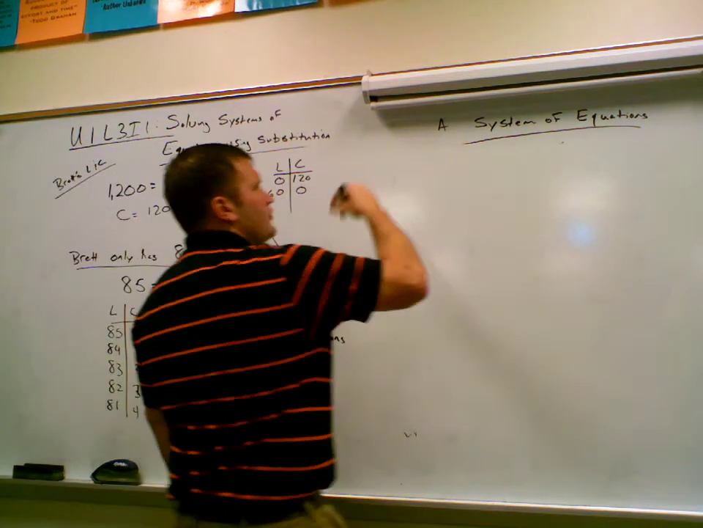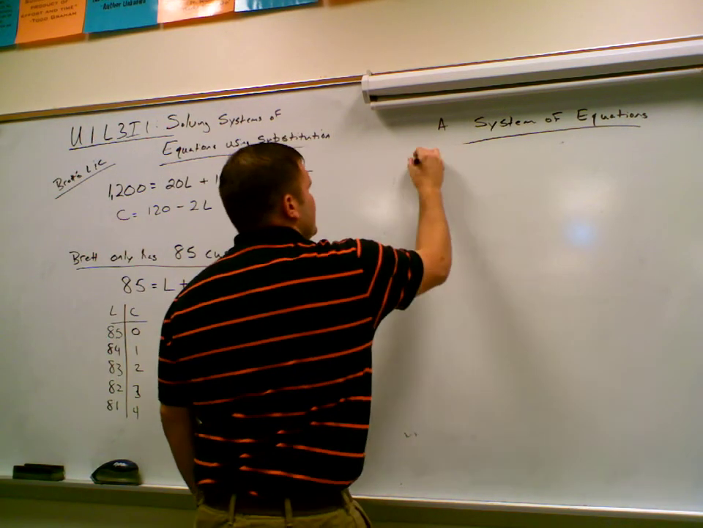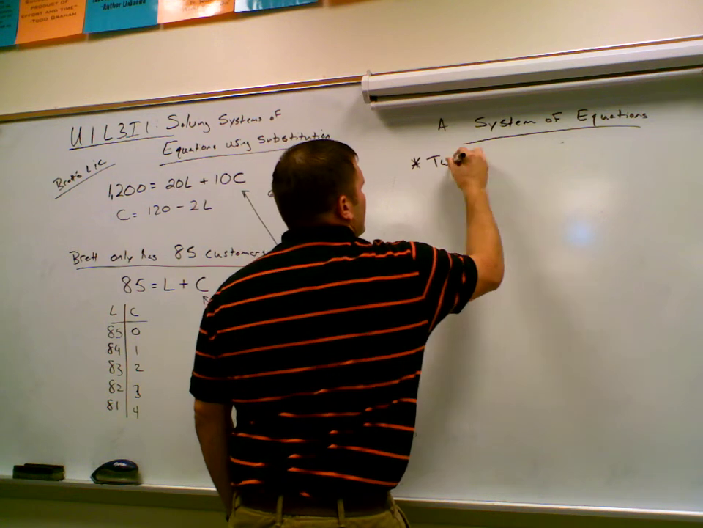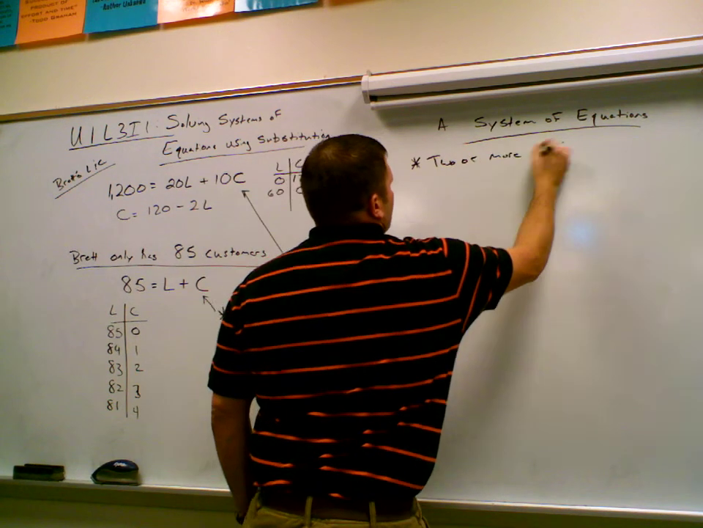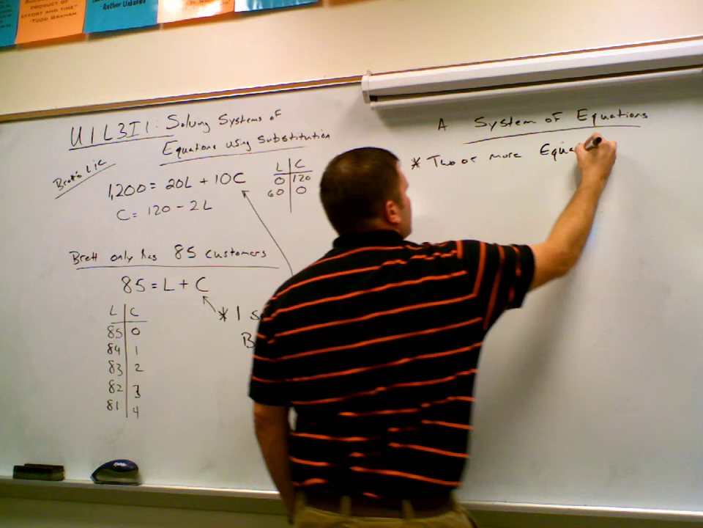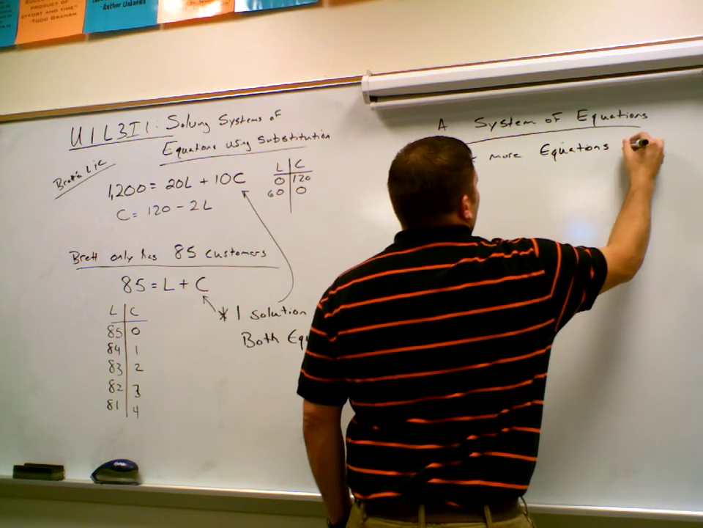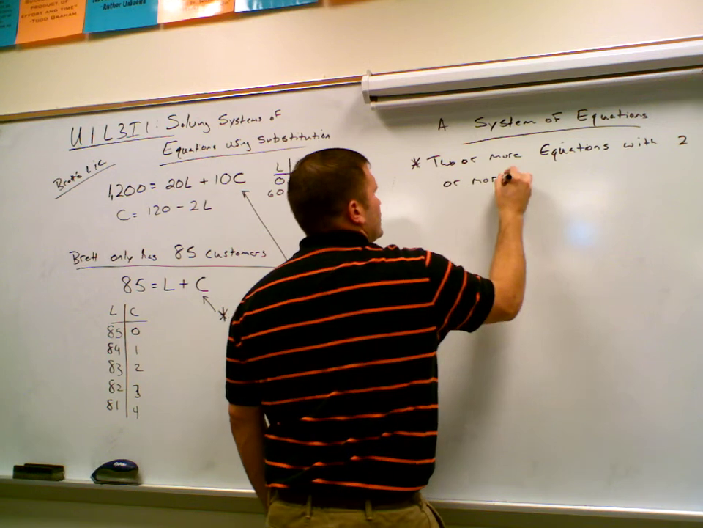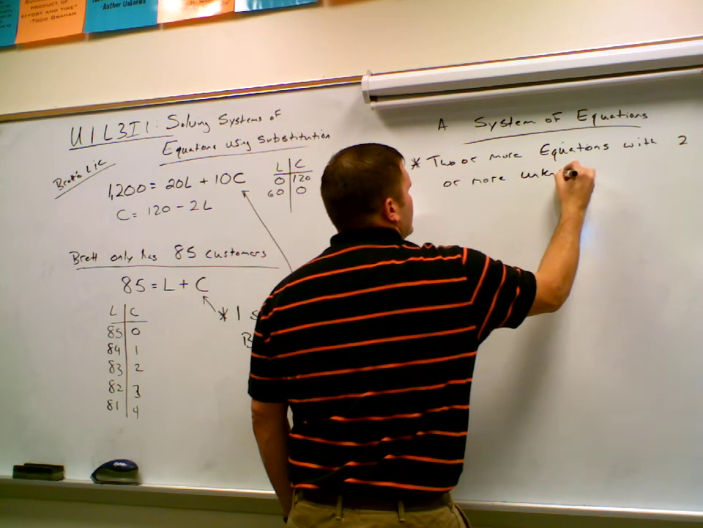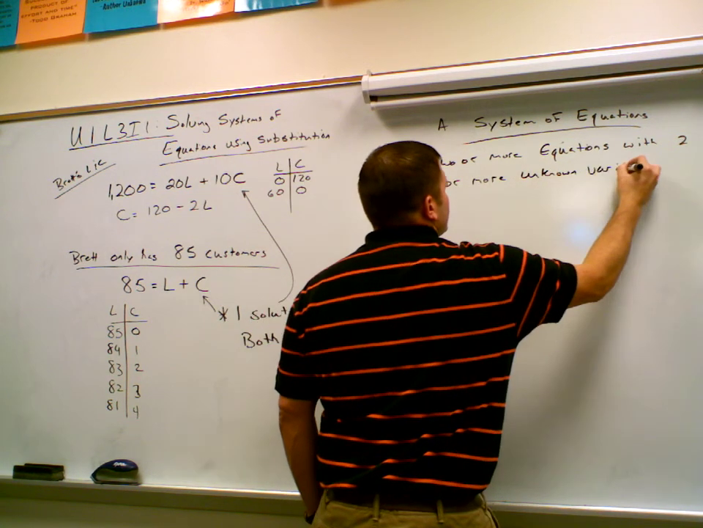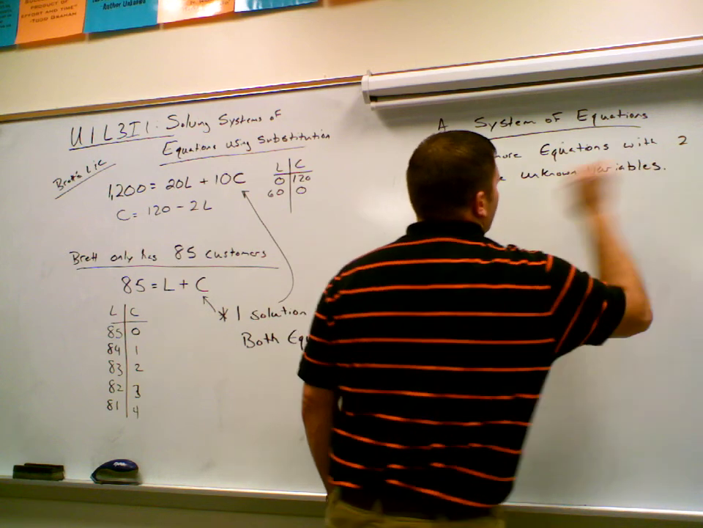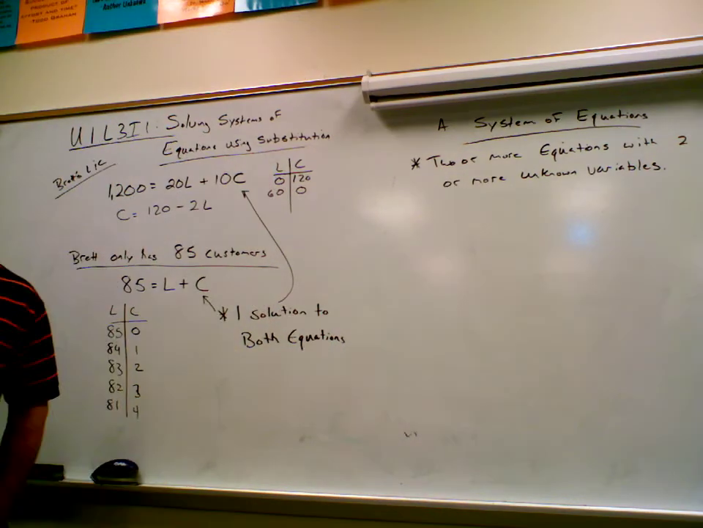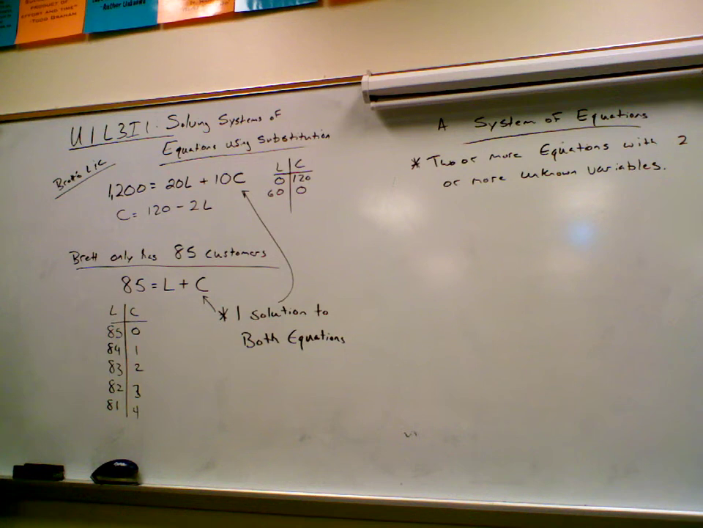So a system of equations. First off, let's figure out what that is. A system of equations is two or more equations with two or more unknown variables. Okay. I look at Brett's situation. How many unknown variables do I have? Two, L and C, right?